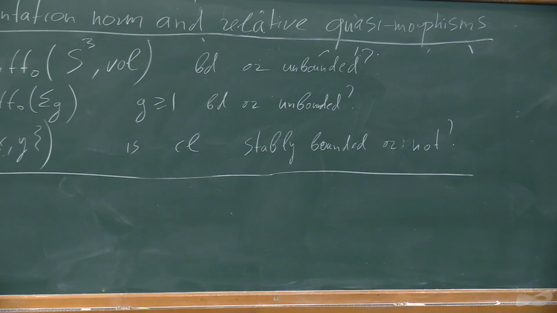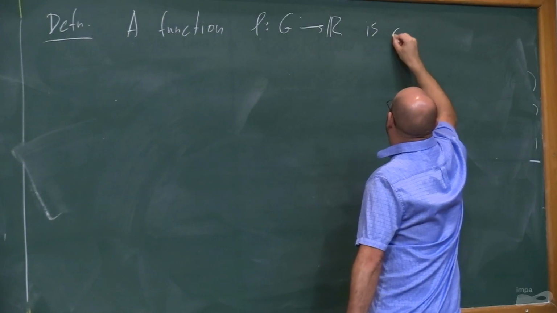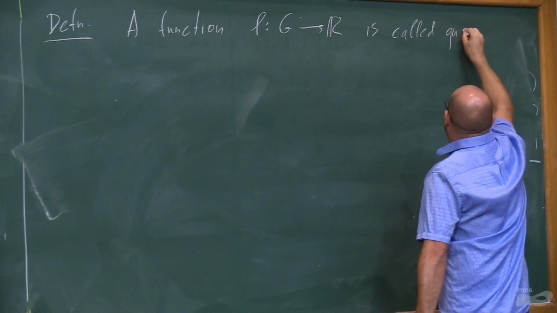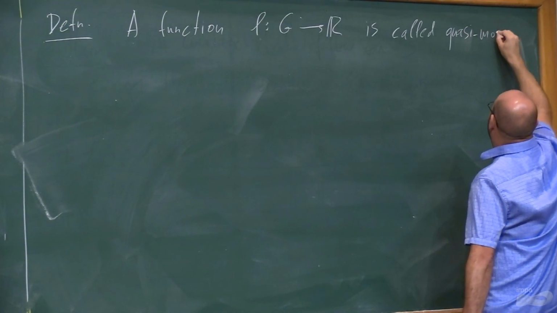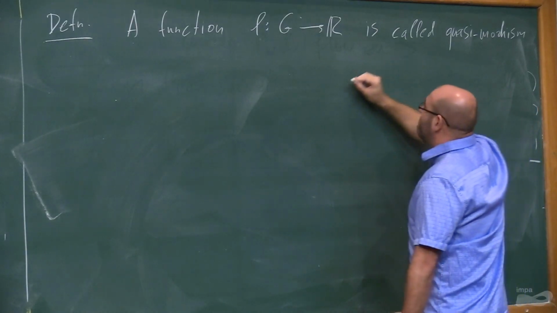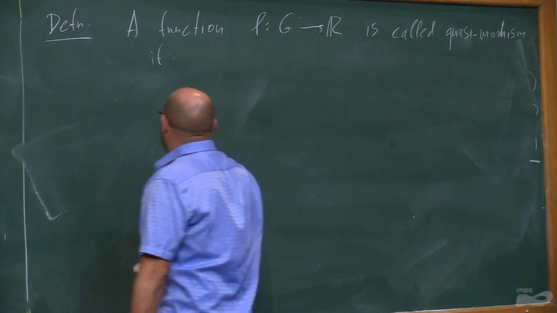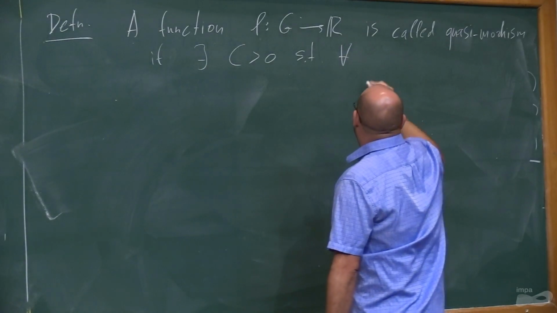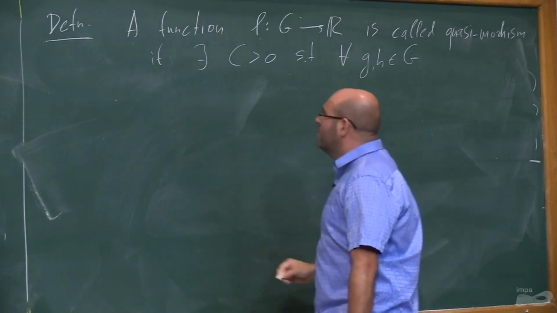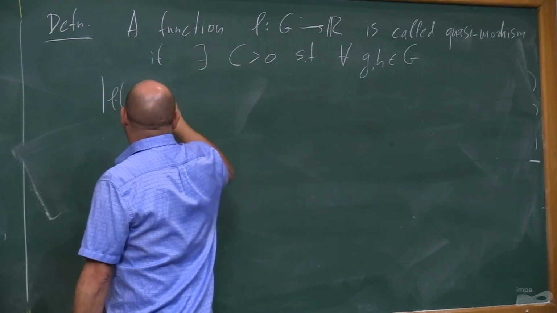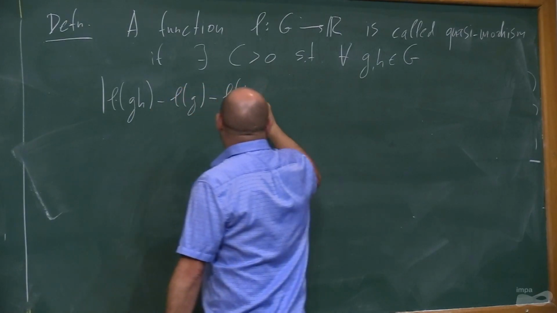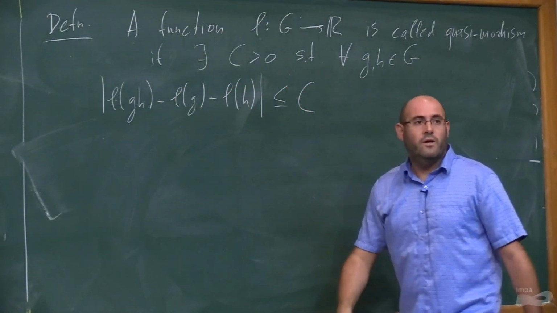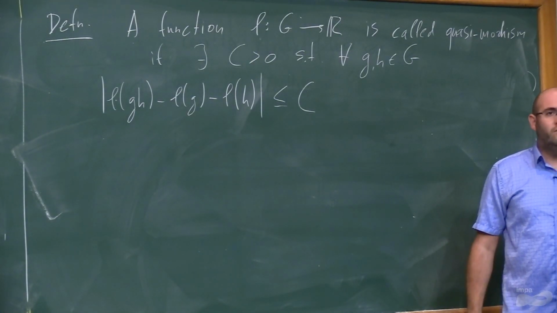So there's another definition. The function psi from G to the reals is called a quasimorphism, sometimes quasi-homomorphism, if it is an almost homomorphism, which means that there exists some C greater than or equal to zero such that for all g and h in G, we have that |psi(gh) - psi(g) - psi(h)| is less than or equal to C. Okay? So natural examples are homomorphisms or bounded functions, right?